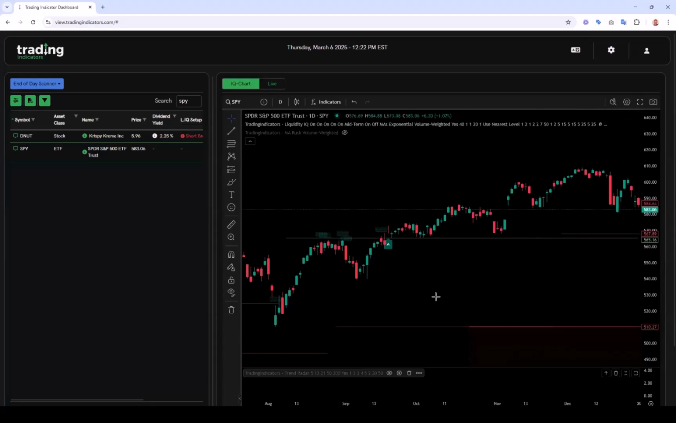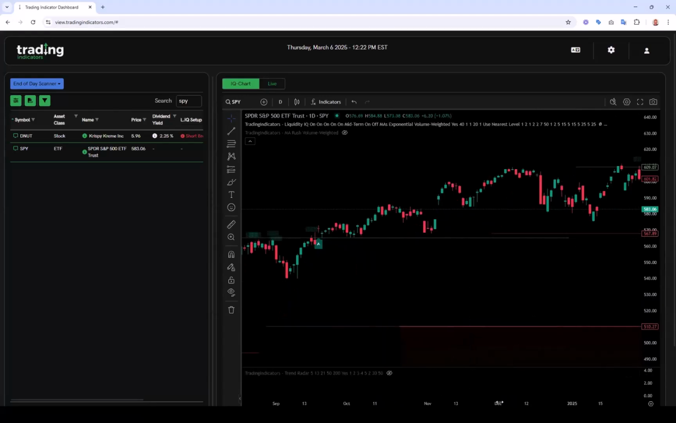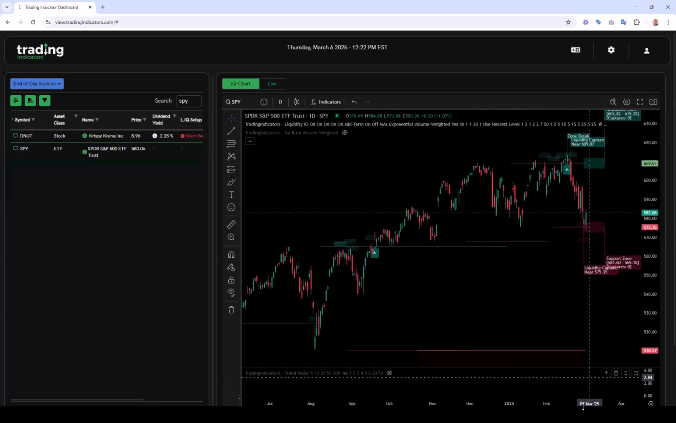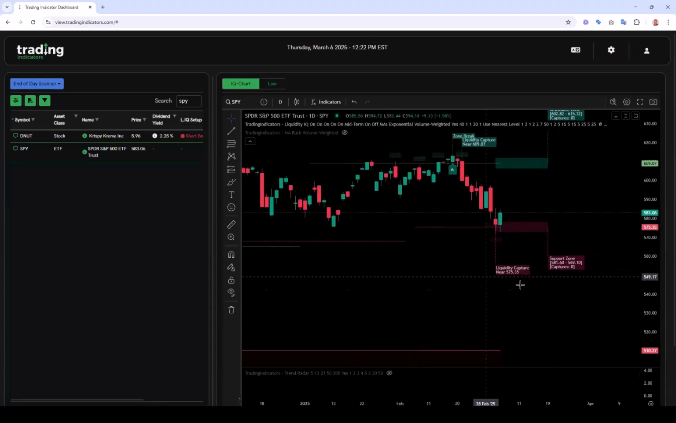All right. One more thing, and we're going to get to this concept a bit later when we discuss the exact trade setups, is the concept of what we call a liquidity capture. Let me just zoom in a little bit. You can see it here. This bar, for example, this reddish bar, has this label, liquidity capture near 575.35. What does that mean? Well, let me give you the technical explanation first, and I'm going to try to make sense of it from a trading point of view afterwards.